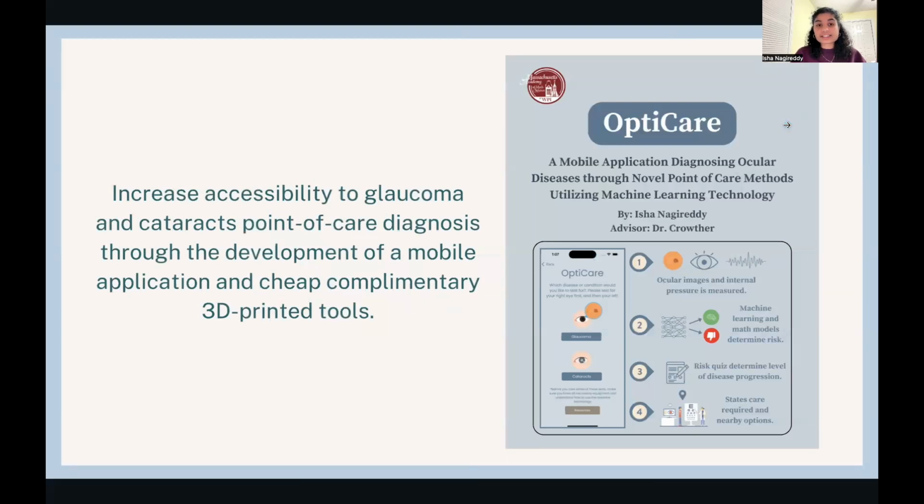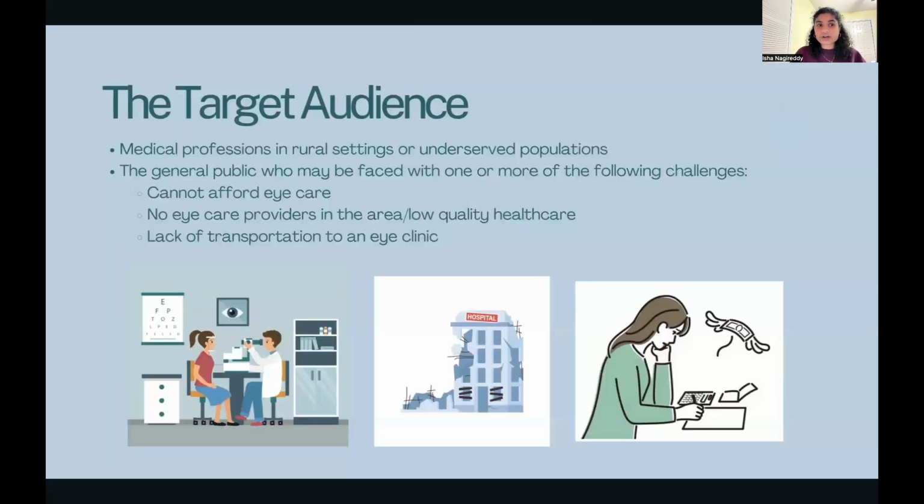OptiCare aims to increase accessibility to glaucoma and cataracts point of care diagnosis through the development of a mobile application and cheap complementary 3D printed tools. The target audience of OptiCare is medical professionals in rural settings or underserved populations who can use OptiCare to then signify and also continue as evidence for their own diagnoses.